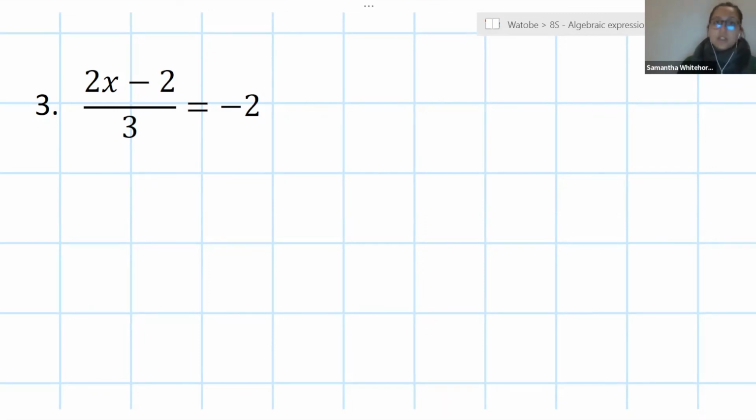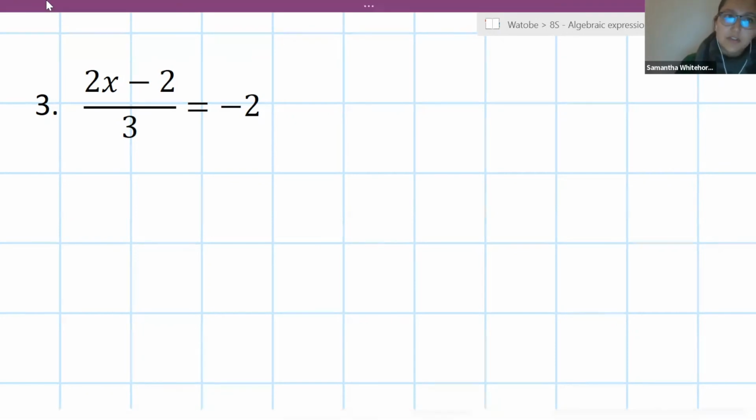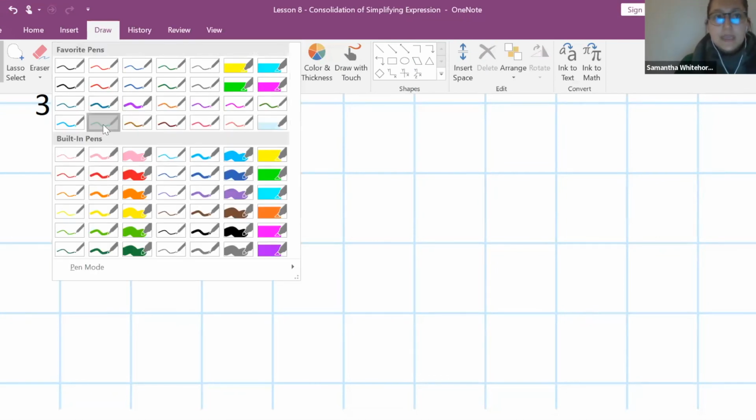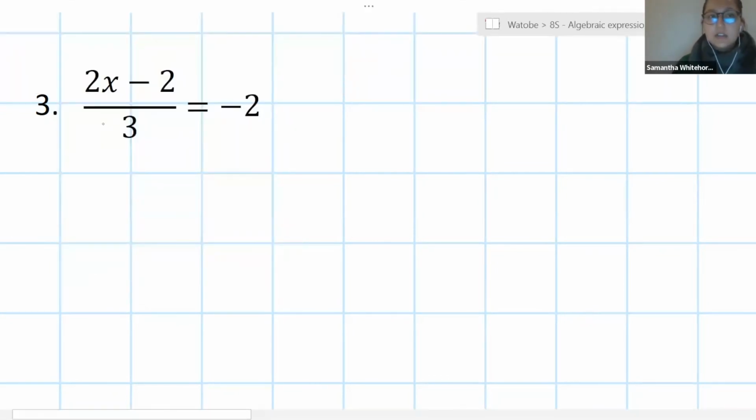So when you want to start using your inverse operations, you need to remember that the opposite of division is multiplication. So in this case, because I've got the fraction on one side and then the negative 2 on the other side, I'm going to start by dealing with that fraction. Now, we've just said that the fraction is a division by 3. So I want to do the opposite. The opposite of division we know is multiplication. So I actually want to multiply by 3 because that's going to get rid of my denominator.